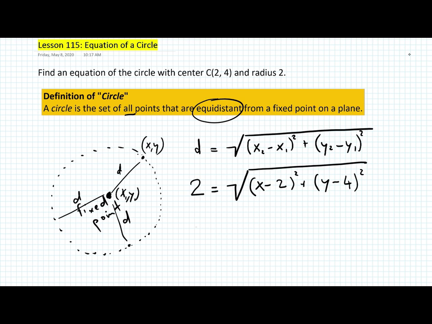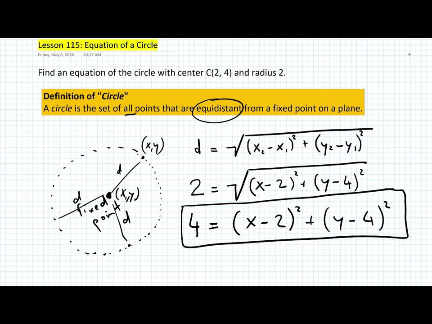So if you square both sides, you end up with 4 equal to (x minus 2) squared plus (y minus 4) squared. Now, it turns out that this equation is the equation of this particular circle. Why can we say that? Because it actually satisfies this particular condition. You would have to find all the values for x and y for which this equation is satisfied. Can you give me an example?